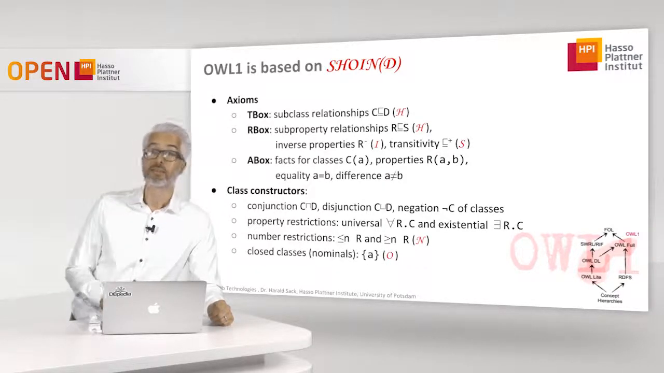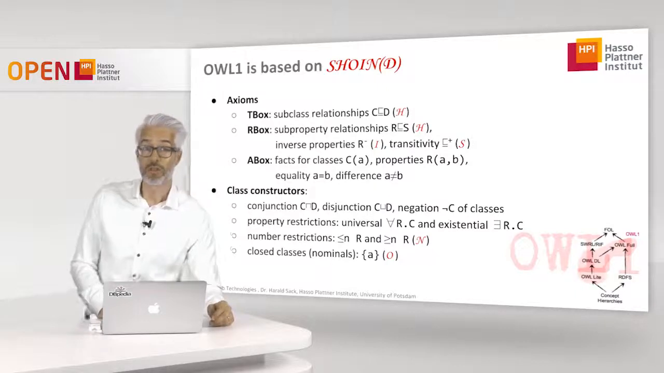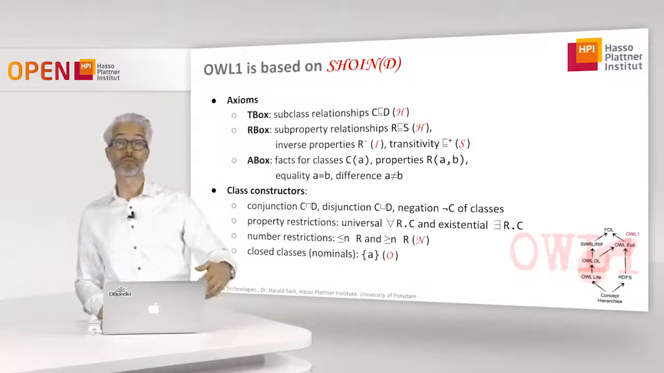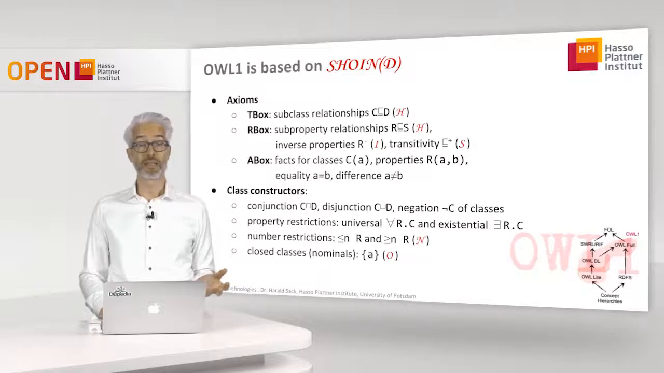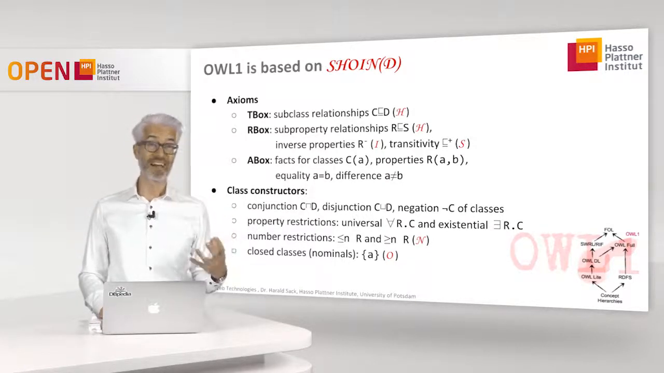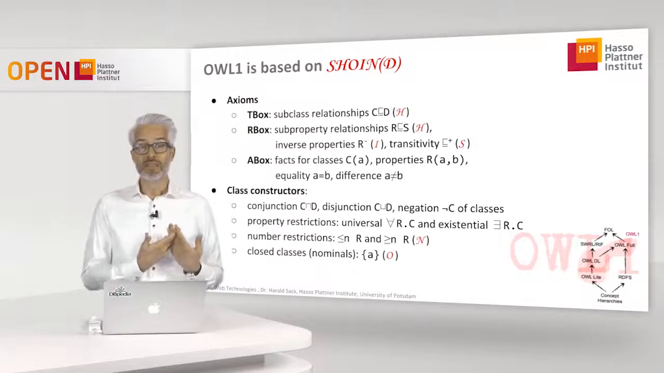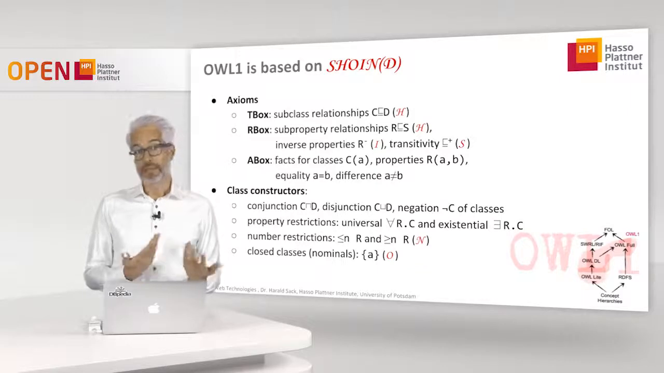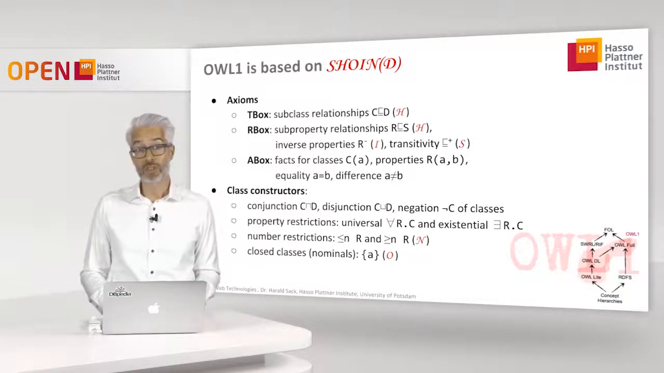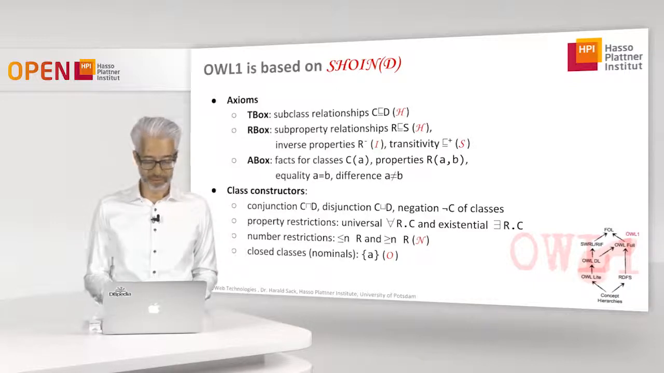Then one of the last letters that is missing is O. You have the possibility to define so-called closed classes, nominals, or so-called enumerated classes. You can define a class by class extension: you simply name all the individuals which belong to a class, and you put this into a class definition, and then you have defined a so-called closed class.